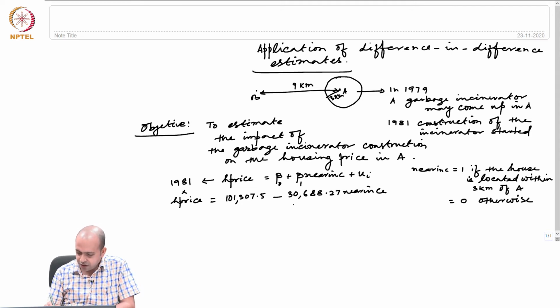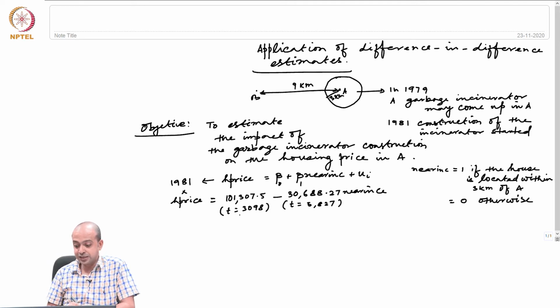Okay, and the T value corresponding to this is, let us say, 5,827, and the T value corresponding to the other is 3.098. So, from the T values you can understand the variables are highly significant. That means I am putting 3 stars here for both.